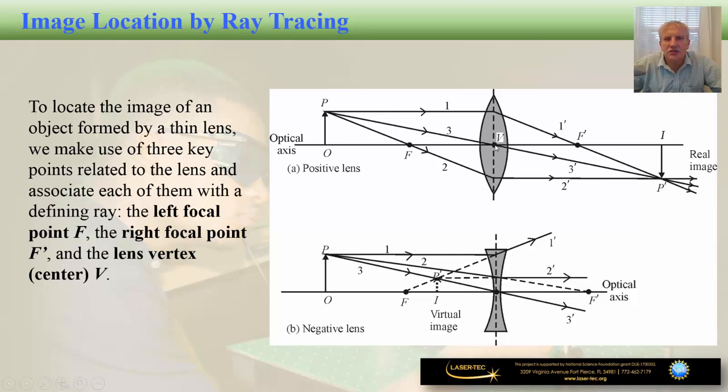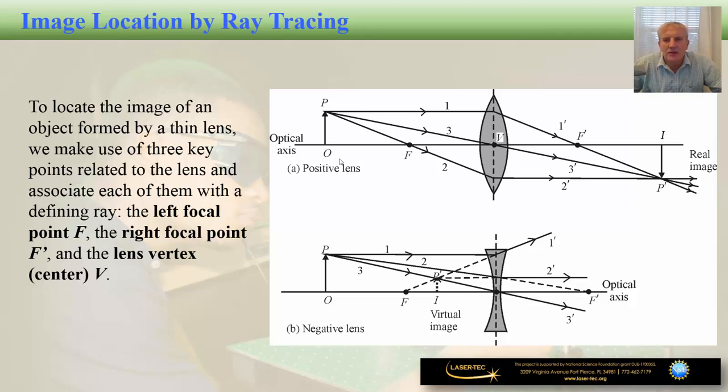Number one, we have a vertex, which is a center point positioned at the center of the lens. We also have an optical axis that's running through the center of the lens. We define two focal points, one on the left side and one on the right side, relative to the lens. And finally, we have an object that's positioned at a certain distance away from the lens.